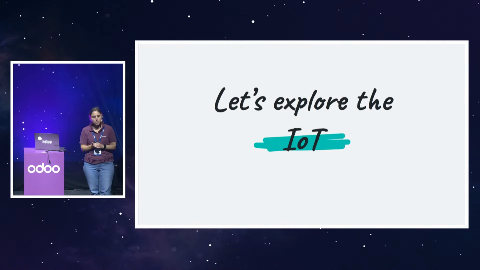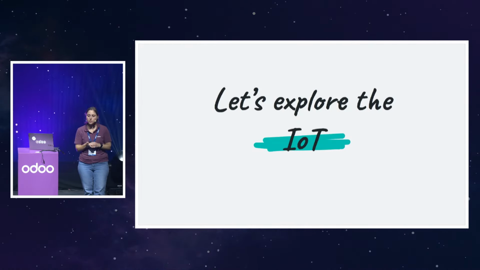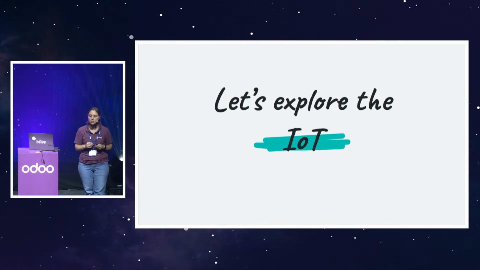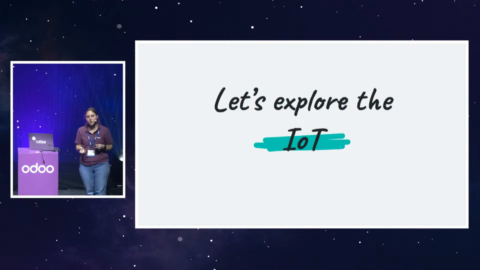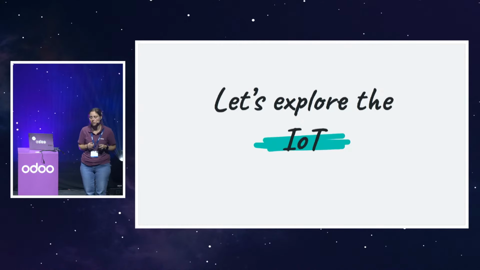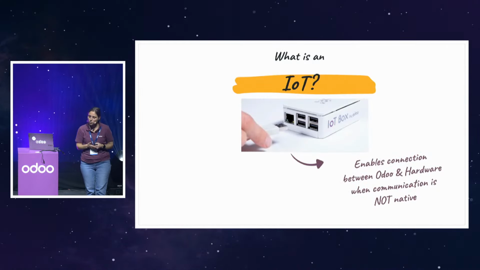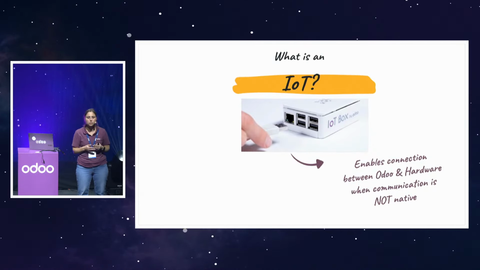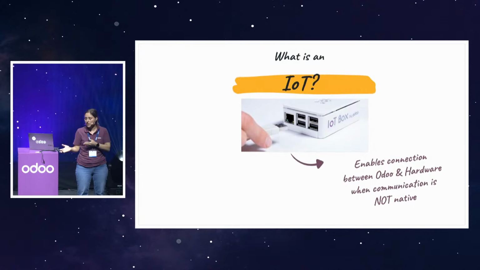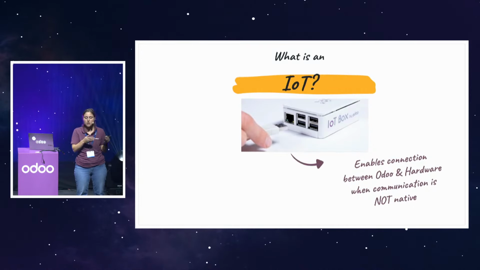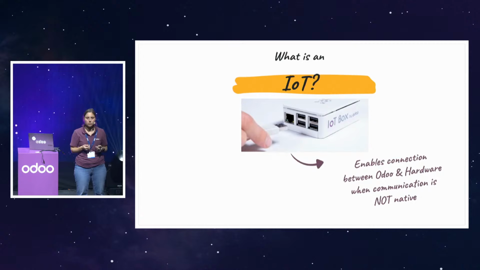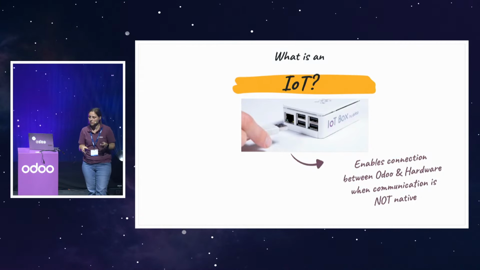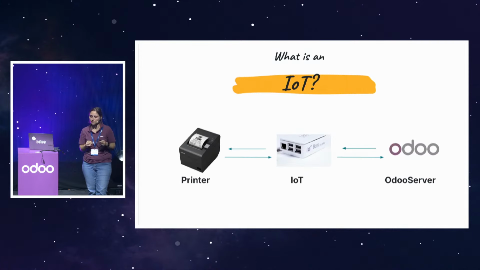So let's start exploring the IoT. The IoT is a subject that's really misunderstood. Let me give you a few principles so you can have a better idea of when to use it and when not, and what you can actually do with it. So what is the IoT? Basically, it's a device on which we run Odoo code that enables the connection between Odoo and the hardware when they're not able to communicate natively. This is a technical constraint, so I'll get a bit deeper into that.